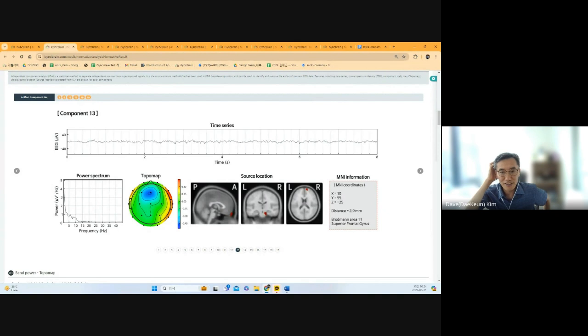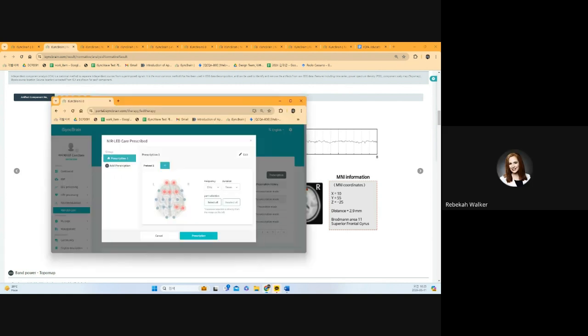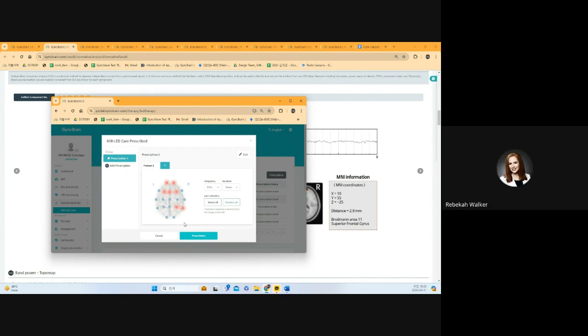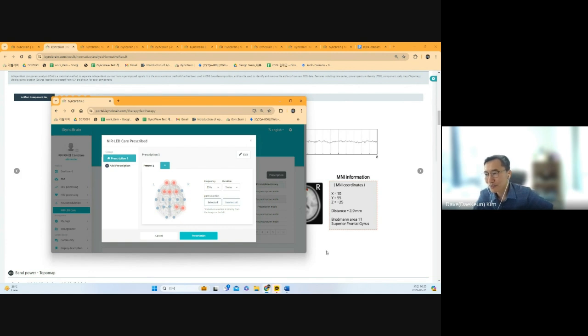But the PBM is more useful in terms of network activation. So we can choose two different areas and stimulate both areas together. But I think with TMS, it is difficult to target two different areas at the same time. Right. But using the PBM, you can target both areas at the same time.